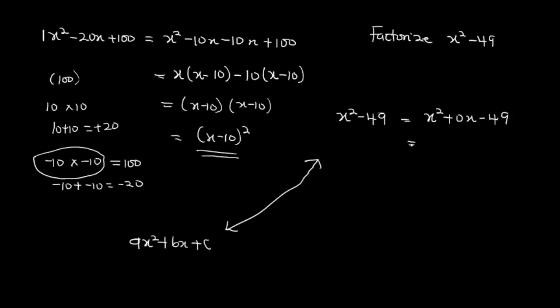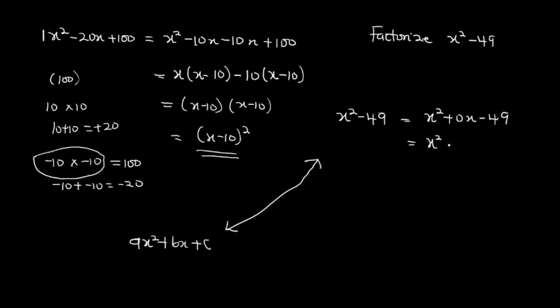Okay, so from here I can now go ahead and do my usual. The coefficient of the x squared term here is 1 again. So I use that 1 to multiply negative 49. I get negative 49. So which two numbers will I multiply to get negative 49, but if I add or subtract them, I get 0? So it happens that 7 will do the job for us. If I multiply negative 7 and positive 7, I get negative 49. But if I add them, I get 0. So I'm going to use that.